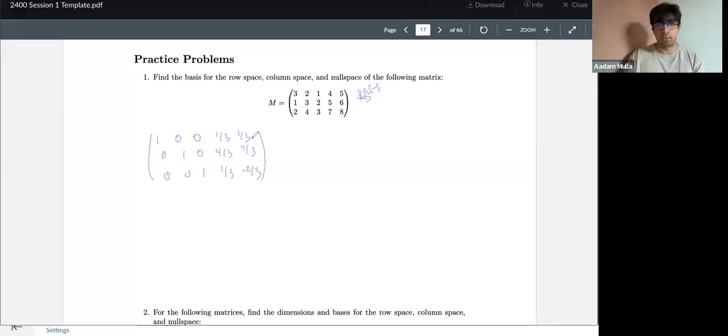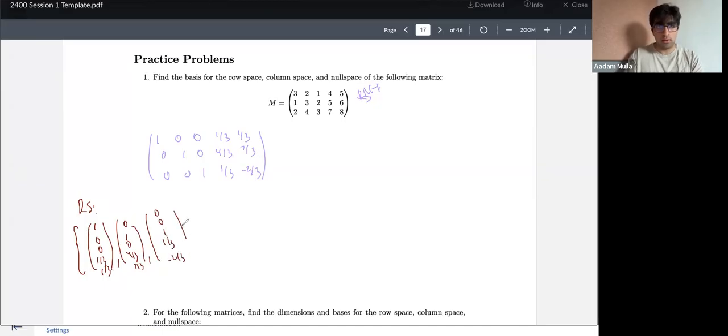Okay, so let's find the row space. Let's do row space first. Where are my non-zero rows? Well, all of them. So the basis for the row space is going to be, you just take all your rows: 1, 0, 0, 1/3, 1/3, 0, 1, 0, 4/3, 7/3, and then 0, 0, 1, 1/3, negative 2/3.